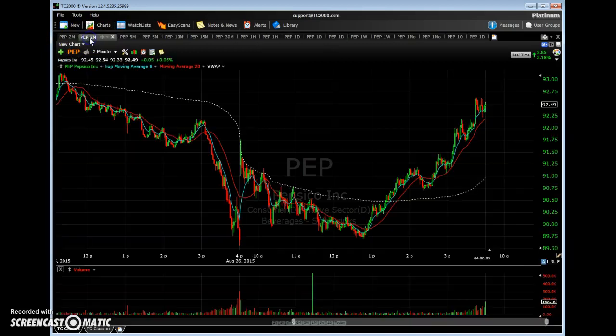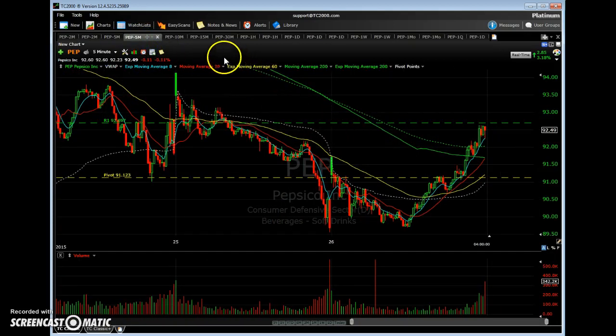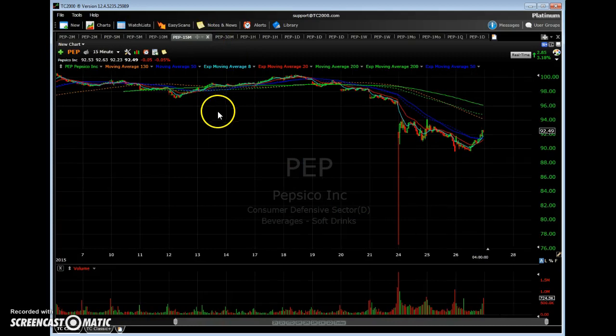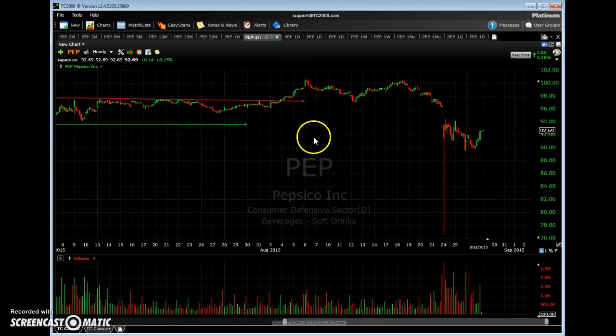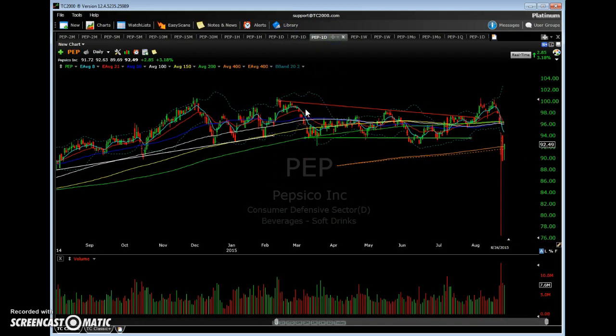There's the 2-minute. This one would be regular market hours. This one is pre and post. This one is regular market hours. 15-minute regular market hours. Regular market hours on the 1-hour chart, and then of course the daily with regular market hours on the daily chart. All right, so I hope this will help you out.